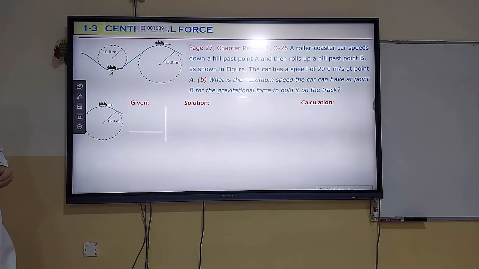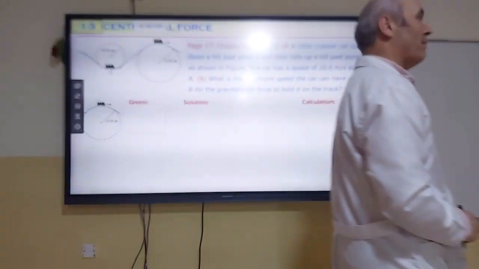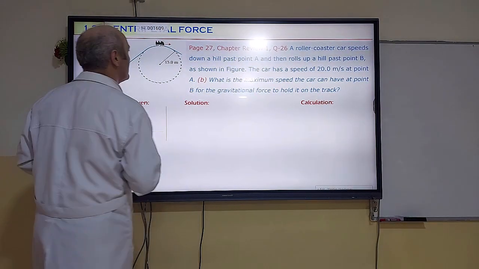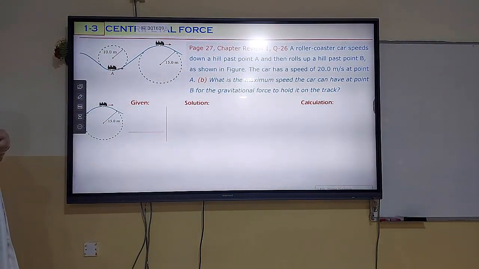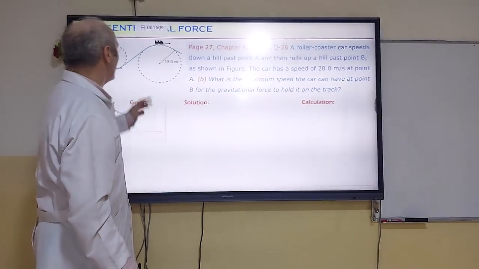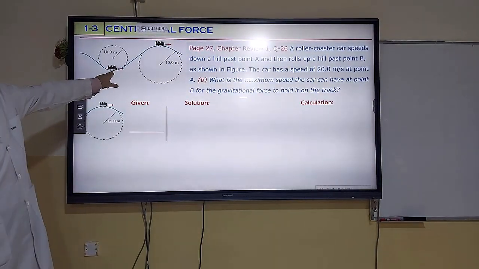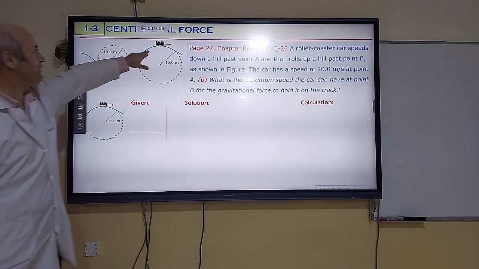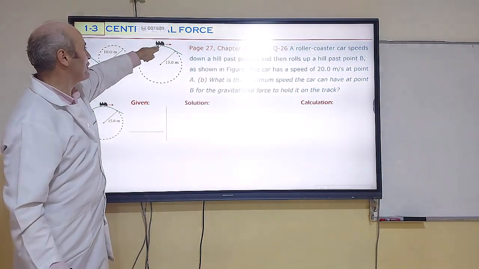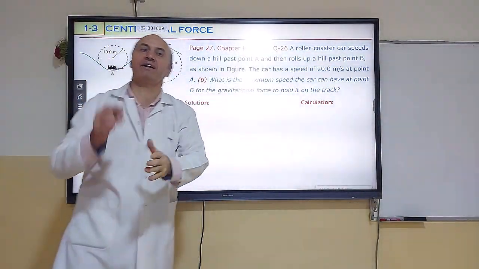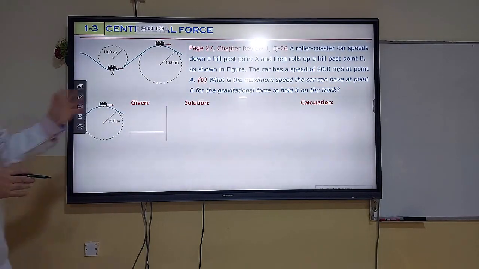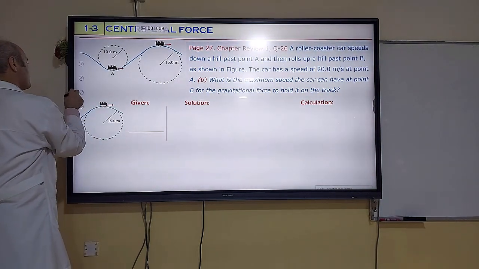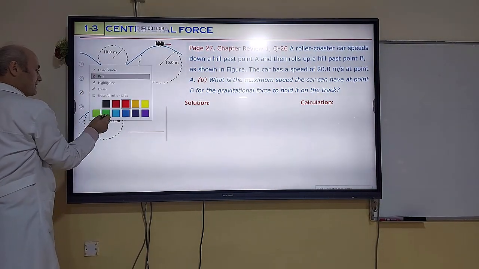So this is the last problem we solved. It was about a roller coaster car in a circular path. The roller coaster car was moving in a vertical circle, so we calculated mass at that position. Tangential speed was given as 20 meters per second. Fc was given. But in the second part, the question was about point B. At point B, what maximum speed can the car have for gravitational force to hold the car on the track? They said that this maximum speed occurs when Fn becomes 0.